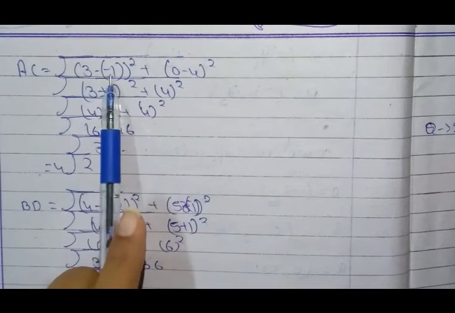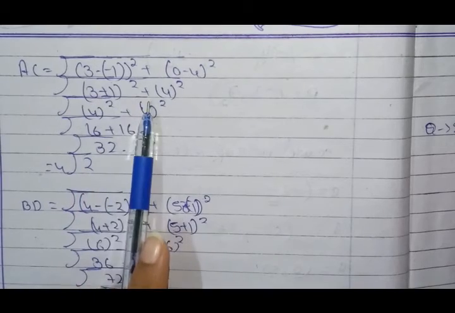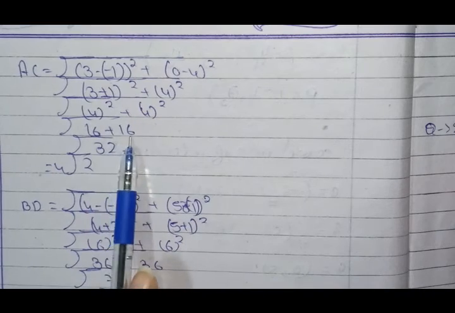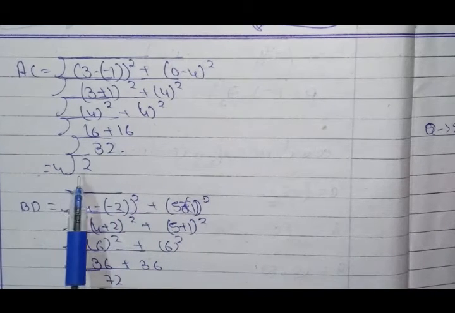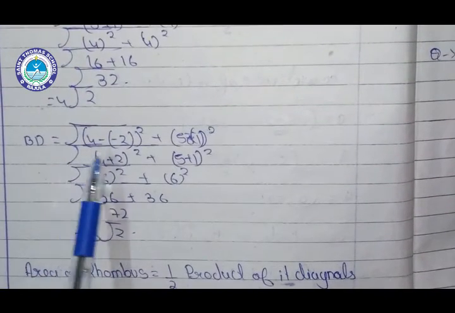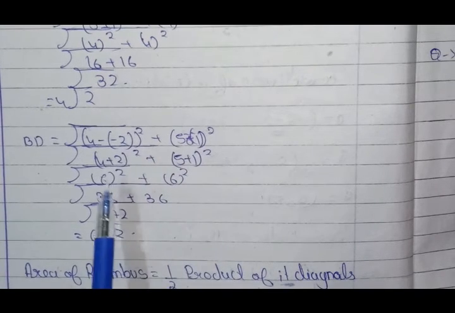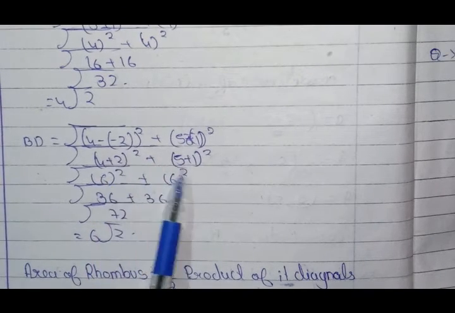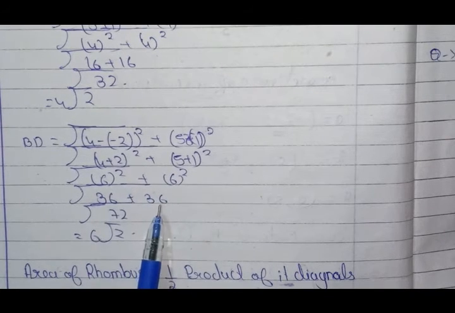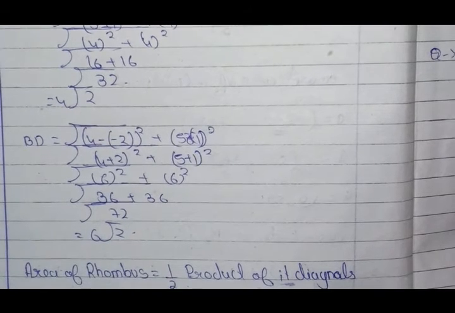So first we find AC: under root (3 - (-1)) whole square plus (0 - 4) square. So (3+1) whole square plus 4 square. 3 plus 1 is 4, 4 square plus 4 square, 16 plus 16 is 32, which is 4 root 2. Same way we find BD. BD is under root (4 - (-2)) whole square plus (5 - (-1)) whole square. So (4+2) whole square plus (5+1) whole square. 6 square plus 6 square is 36 plus 36 is 72, which is 6 root 2.